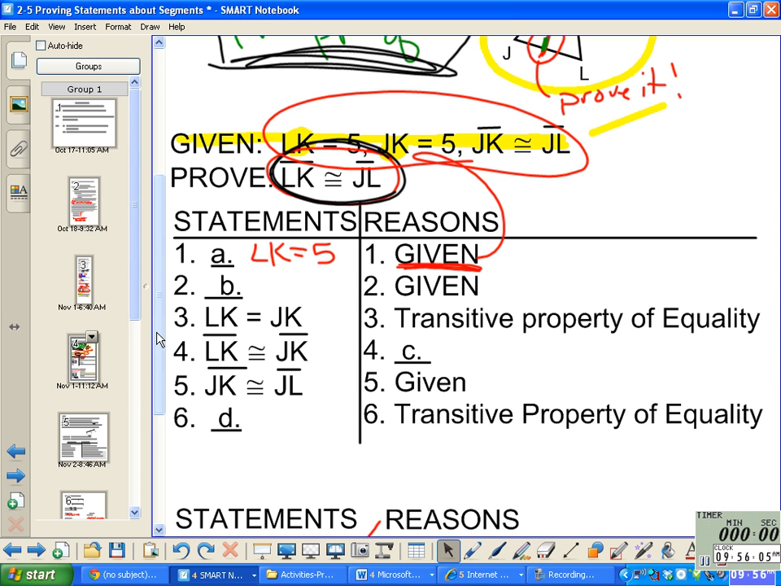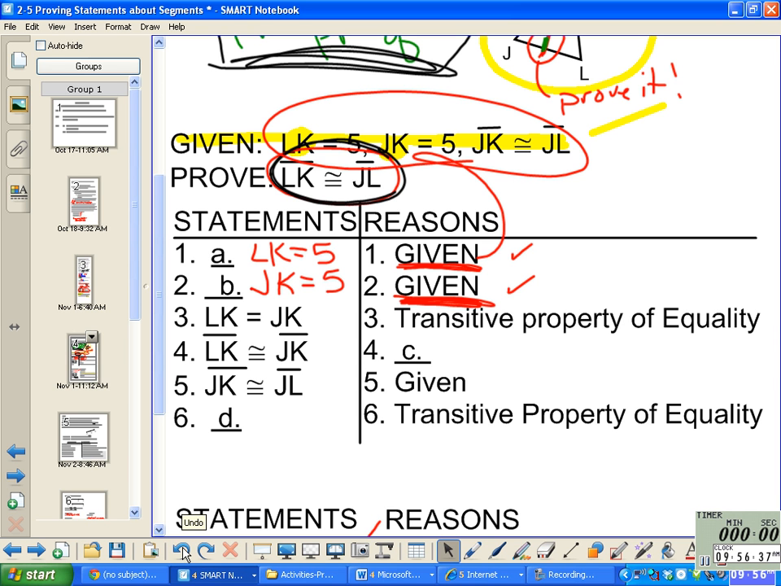Now I look at 2B. What statement can I say? And they're telling me I need to use some information that is given. Well, what other information is given? I also see that JK is equal to 5. Remember, in a proof, you generally start with the given information. And so when I go with the given, I have 2 pieces of given that I can retrieve from the written statement.